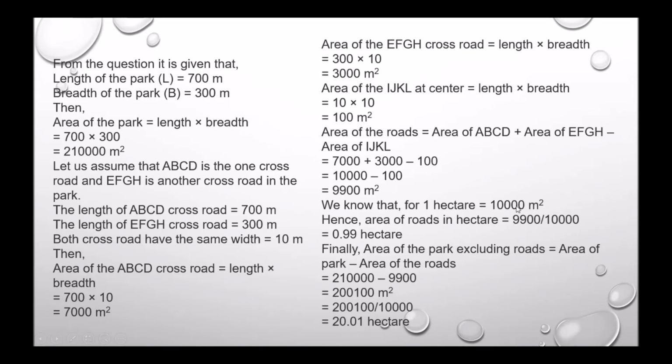1 hectare equals 10,000 meters square. So area of roads in hectare equals 9,900 upon 10,000, that is 0.99 hectare. Finally, the area of park excluding roads equals area of park minus area of roads. So 2,10,000 minus 9,900, that is 2,00,100 meters square. In hectare we can say 20.01 hectare.